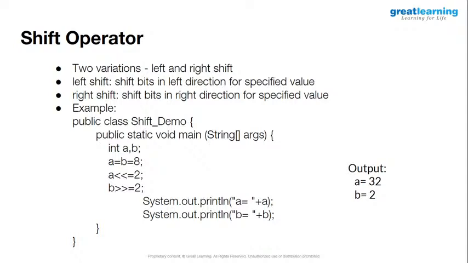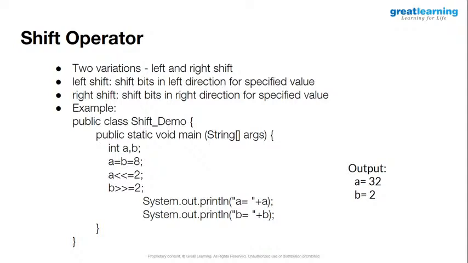That's why when we use the left shift operator, the number gets multiplied by 2 raised to power n, where n is the number of shifts, that is 2 here. 2 raised to power 2 is 4. Now 4 multiplied by 8 is 32. That's why the output shown on the screen is 32. So 8 into 4 is 32.